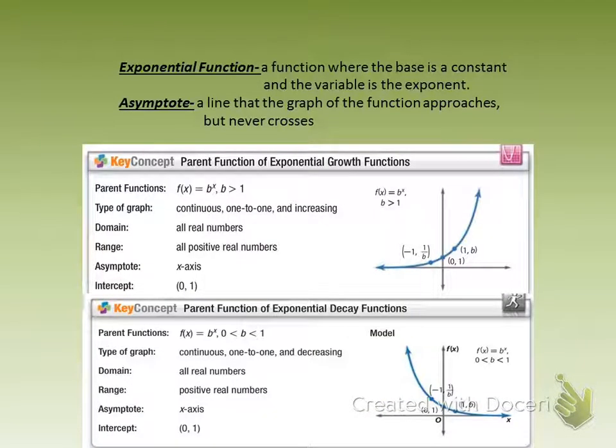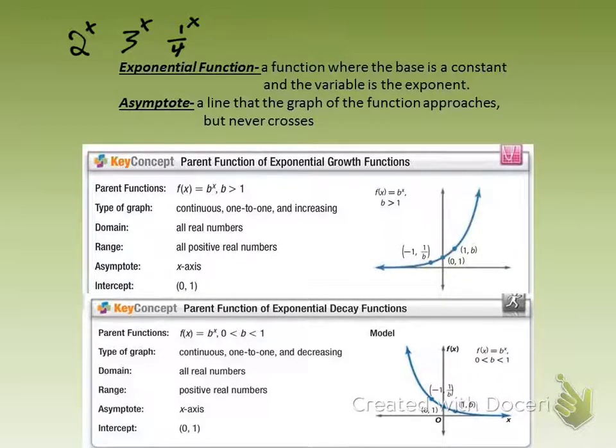Alright, so a couple definitions real quick. Exponential function: it is a function where the base is a constant and the variable is an exponent. You're talking about things like 2 to the x, 3 to the x, 1/4 to the x, stuff like that. Notice that the variable is in the exponent now. That's what an exponential function is.